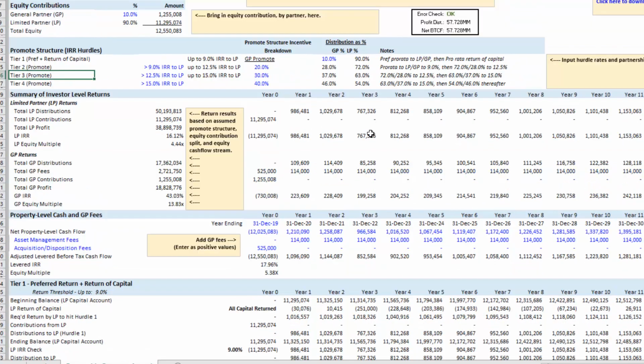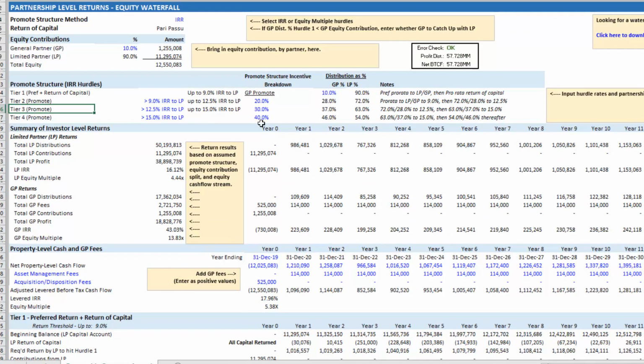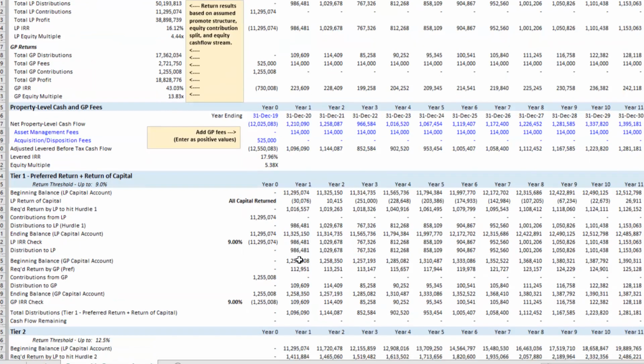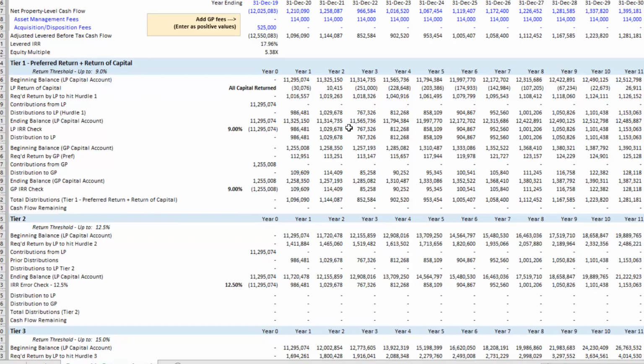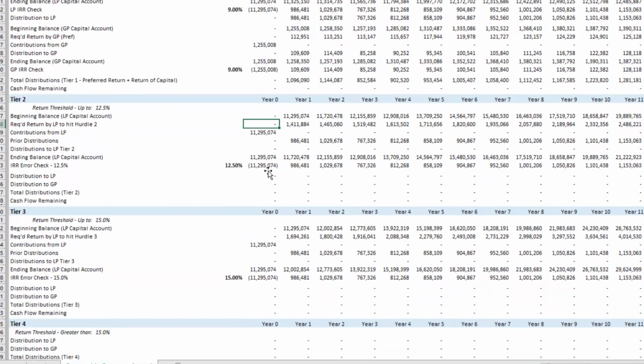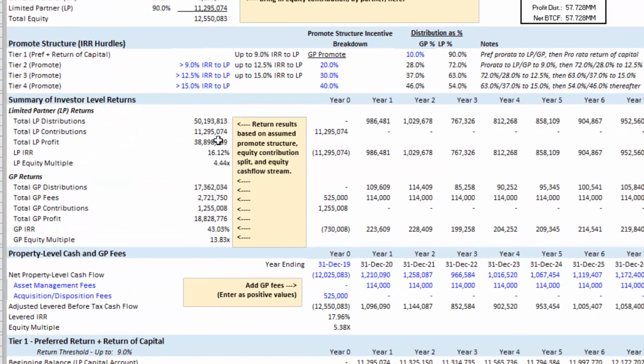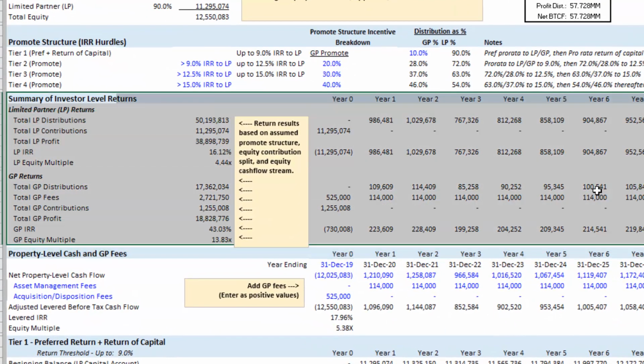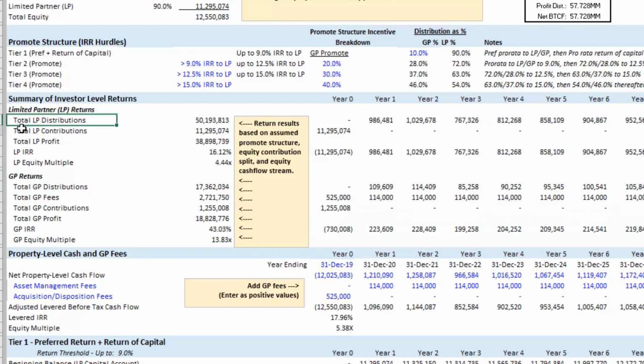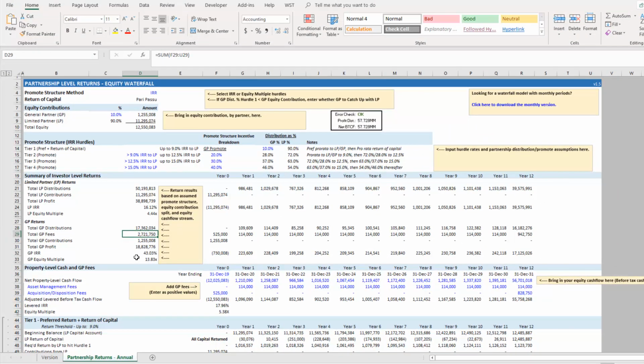And so once you've changed every one of these blue font cells to represent your deal, down below here, the model is going to model out each of your tiers, contributions from and distributions to each of the partners. And then it is summarized in this section here. And you can see your LP distributions, LP contributions, the net profit from or to the LP, LP's IRR, LP's equity multiple, and then the same for the GP, except that the GP's fees are also broken out, so you can see what proportion of the GP's total distributions come from fees.